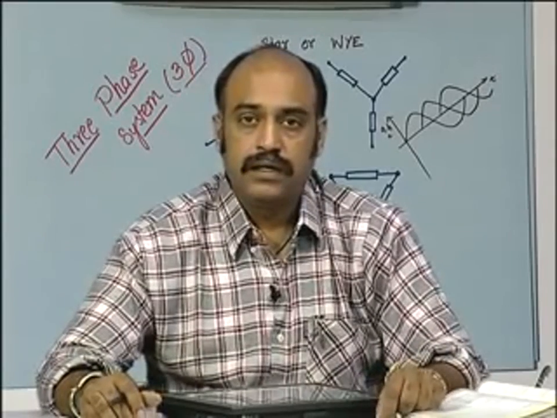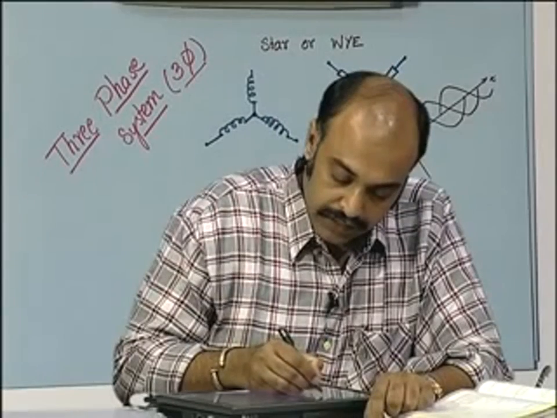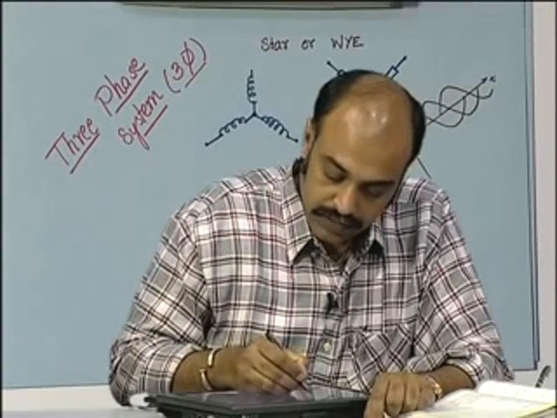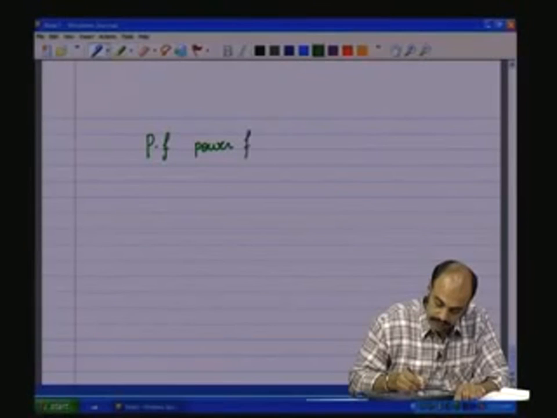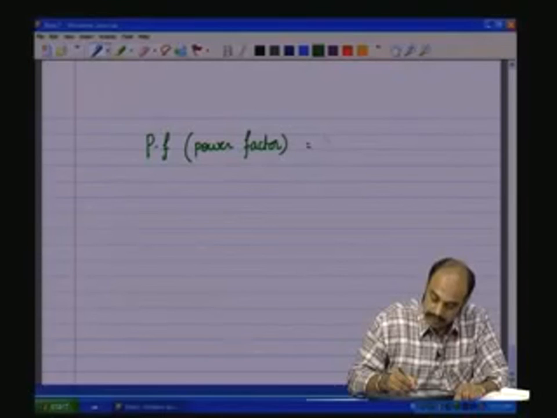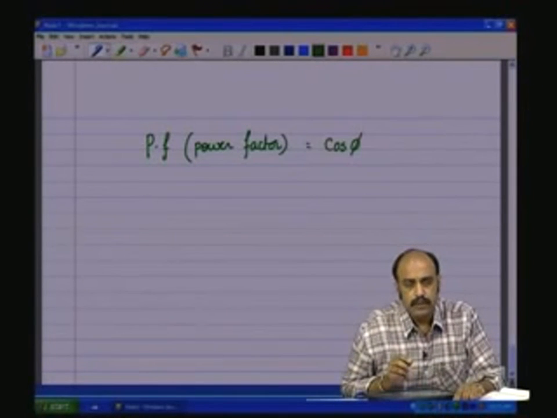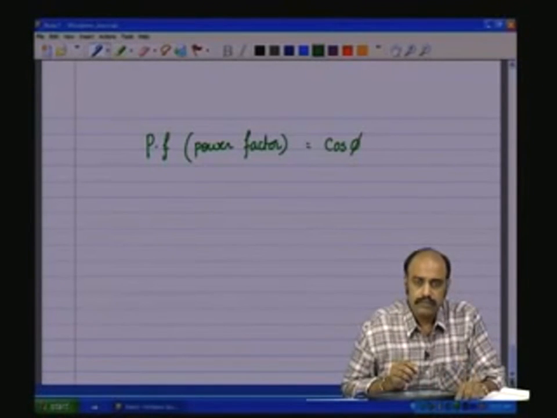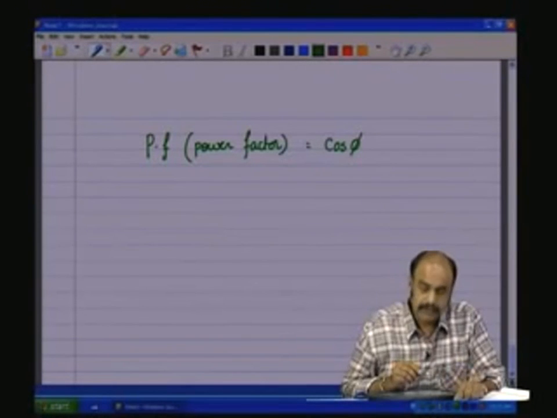We discussed earlier that the power factor in the case of sinusoidal circuits is given by cos of phi, phi being the phase angle between the voltages and the currents in the phase.